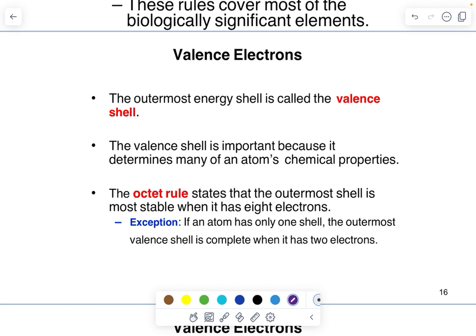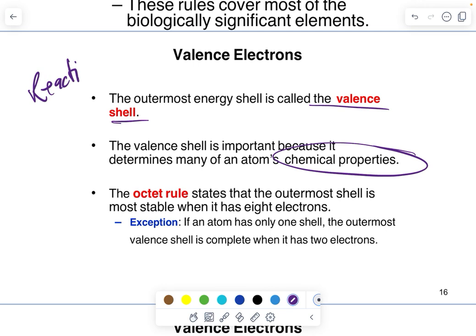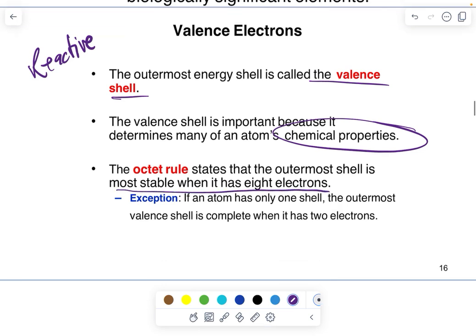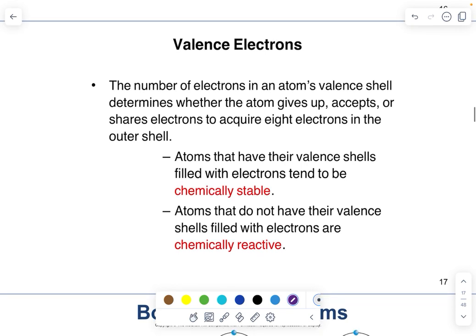The outermost energy shell is called the valence shell. It's the outermost because it contains a lot of chemical properties. Why are things so reactive? Why do we get such crazy reactions? Because atoms are always trying to fill their outermost shell. They're most stable when it has 8 electrons, okay? For example, atoms that have their valence shells filled with electrons tend to be stable, and atoms that do not have their valence shells filled with electrons are chemically reactive.